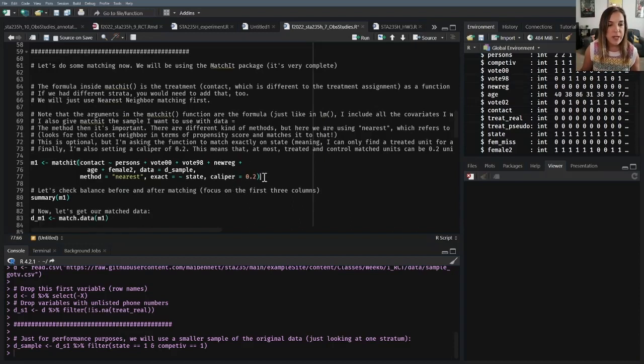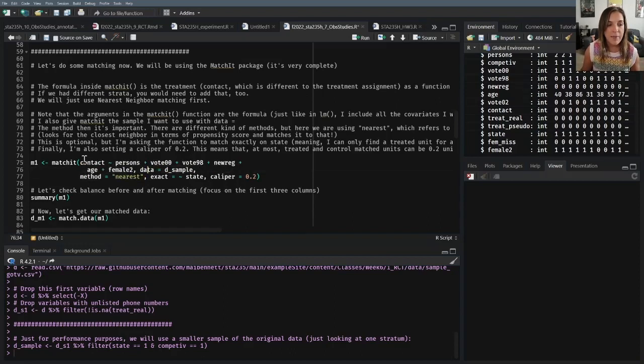So this is basically the function that we're going to be using to create this matched sample, and it is the function matchit. MatchIt basically takes 3 main arguments. The first one, which is this one right here, is a formula. The second one is going to be the data set that we're passing through. And the third one is the method.